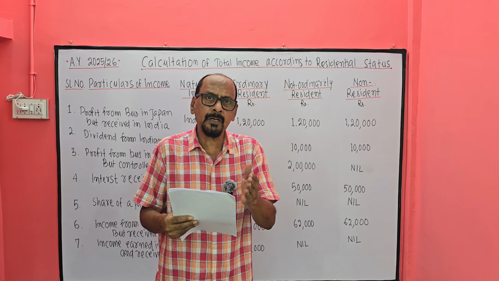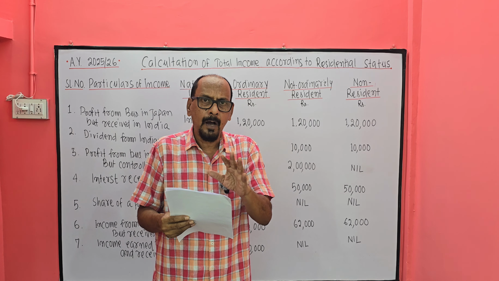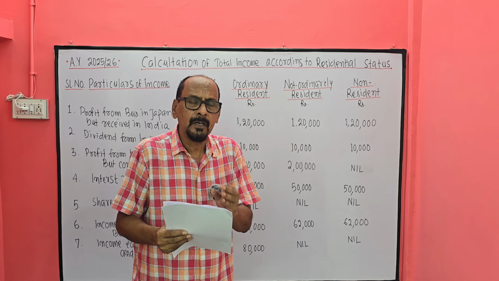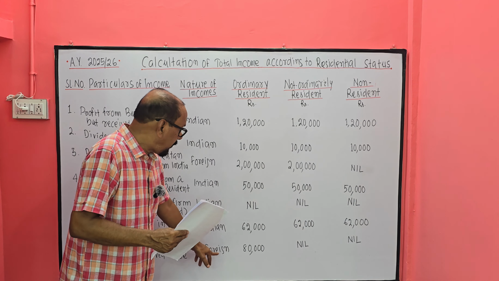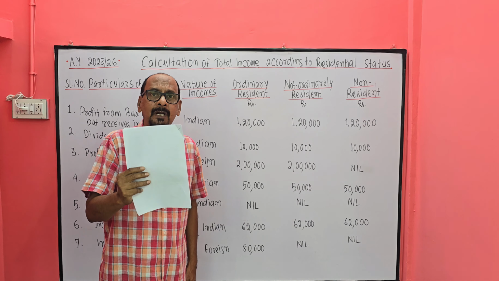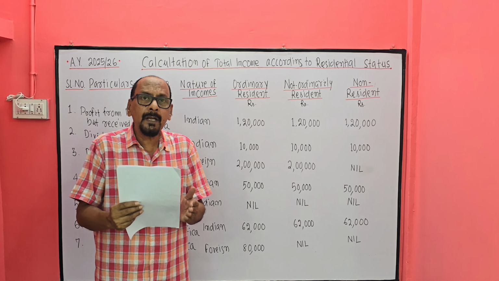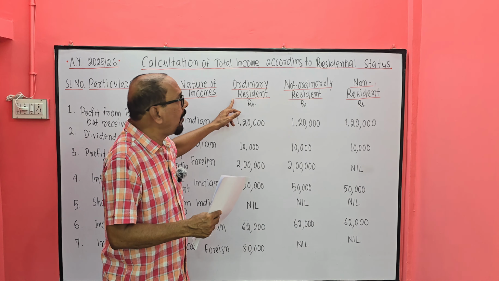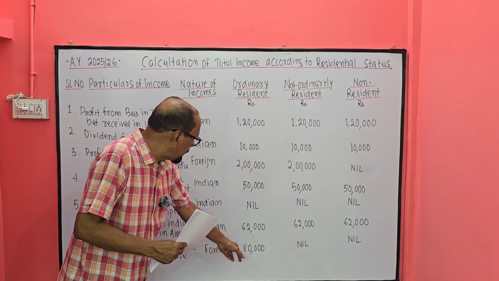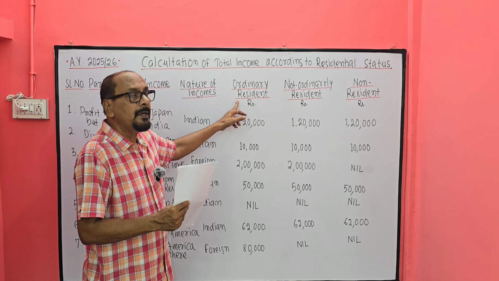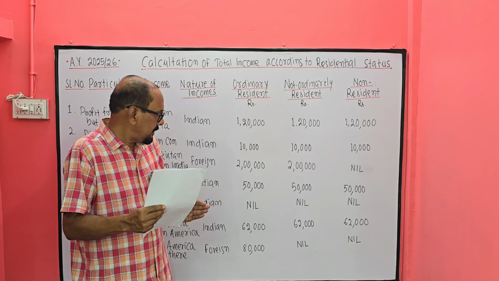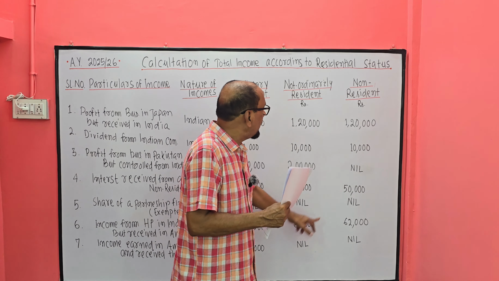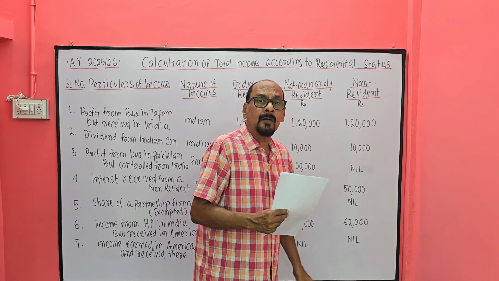So the nature of income is that any income earned in America is also received in America. So the nature of income is foreign income. When it is a foreign income, it is taxable only in case of an ordinary resident. So that's why rupees 80,000 is taxable in case of an ordinary resident. It is not taxable in case of a not ordinary resident, and it is not taxable in case of a non-resident.